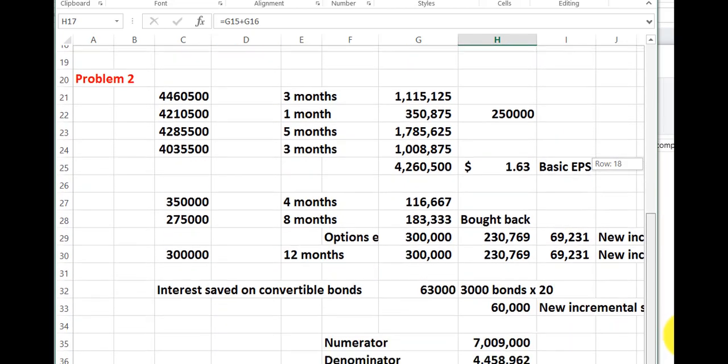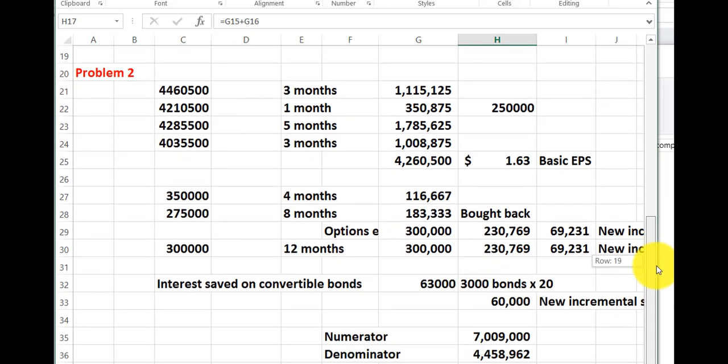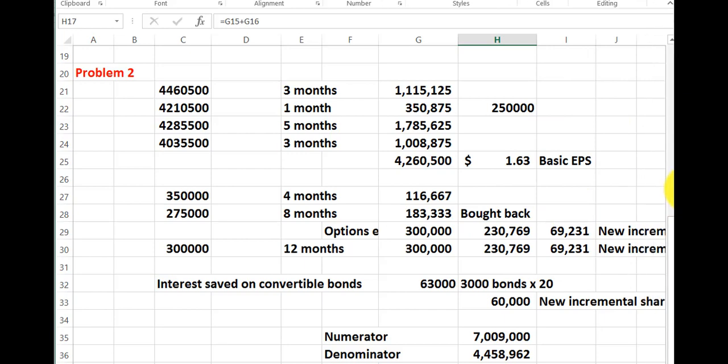Now moving to the earnings per share calculation. It's got a little bit more math than that last one. We start with 4,260,500 shares outstanding. We add to that the 200,000 restricted shares that are vested. Vested shares are included in the basic earnings per share calculation, and we always start with the basic earnings per share before we move to fully diluted.